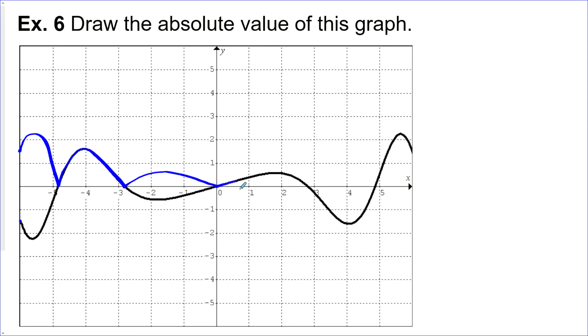Now we're already positive, so we can just trace this. Now this dips negative, so we need to make it positive. So it looks something like, and last, that's already positive, so we're fine. And that would be the absolute value of that function.